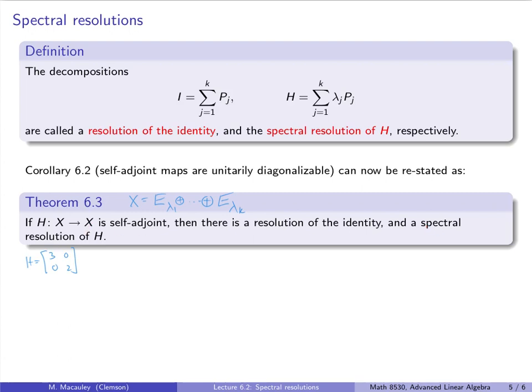What does it mean that there's a spectral resolution of H? So I'm going to start with the matrix 3, 0, 0, 2, a diagonal matrix, because it can be visualized nicely using our standard basis. So let's take that standard basis, E1 and E2, and I always like to draw the grid that this determines. So here's that square grid. In other words, this is our coordinate system.